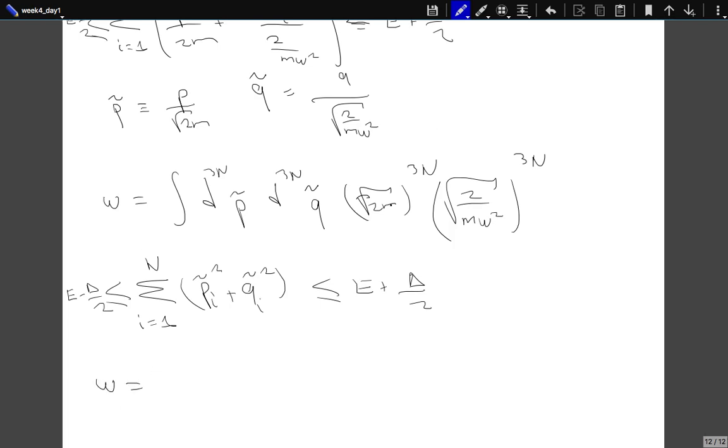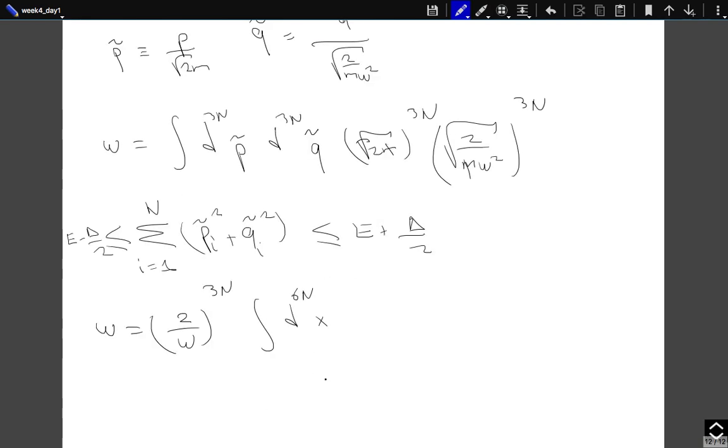Now omega is, well, this m will cancel this m, so I have 2 over omega to the power 3N, d to the power 6N x, such that the radius in this, well, you see, this equation over here is nothing but an equation of a sphere in the 6N dimensional space. So I need to calculate the volume of the 6N dimensional shell. R should be between square root of E minus delta over 2 and square root of E plus delta over 2.